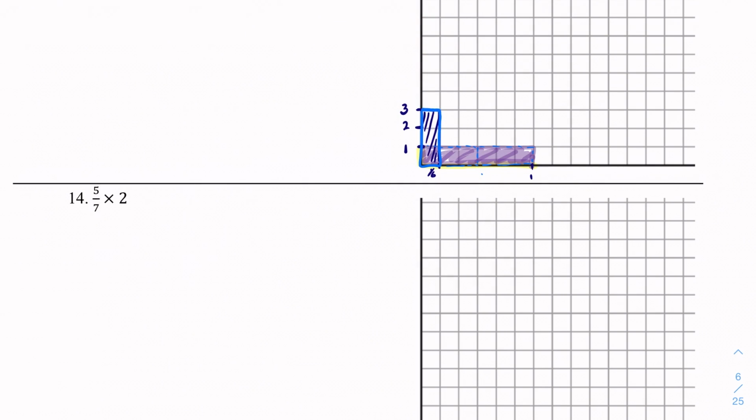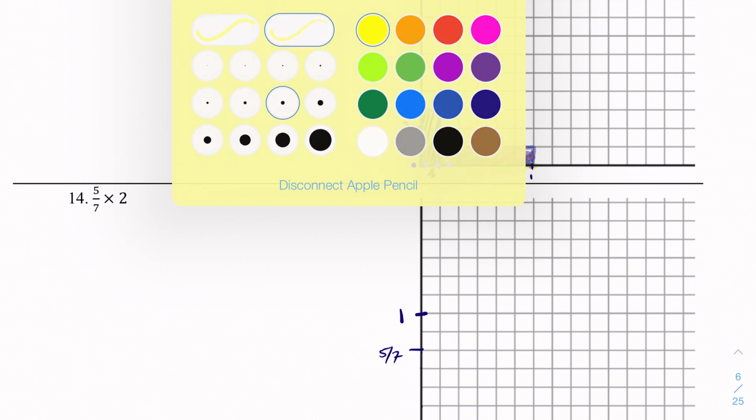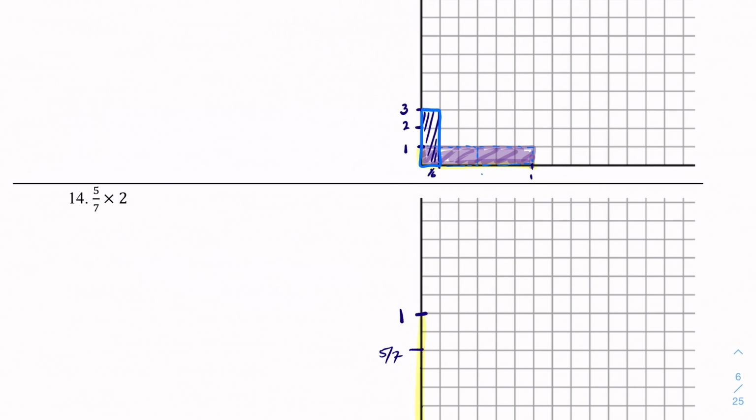So we have 5/7. So if this is a 7th, then we have 2, 3, 4, 5 of them. That's going to be our dimension. And our 1, we need 7 of them to fill the 1. So that's our 1. And on the horizontal, we have 2, and our 1 is this. So where's our area? So 5/7 times 2.